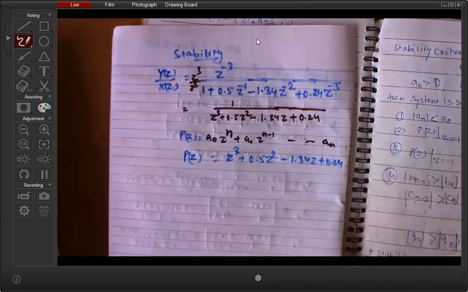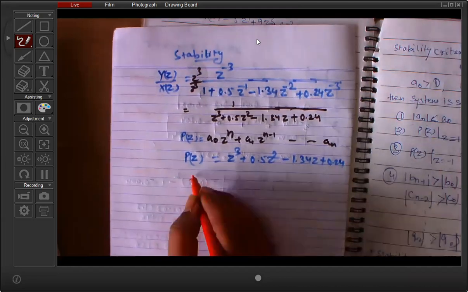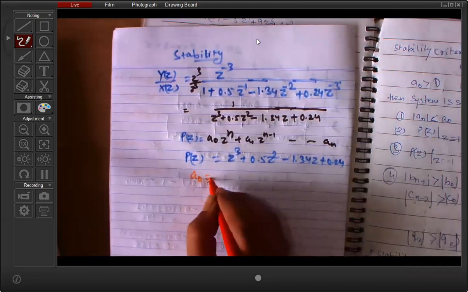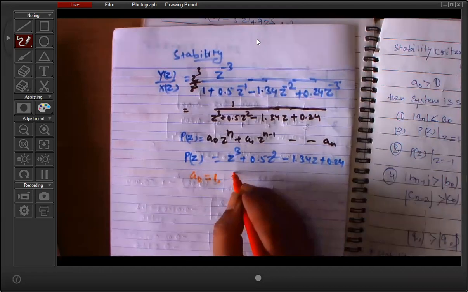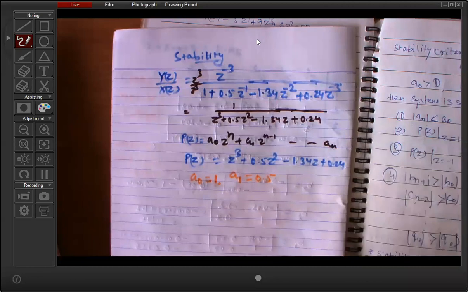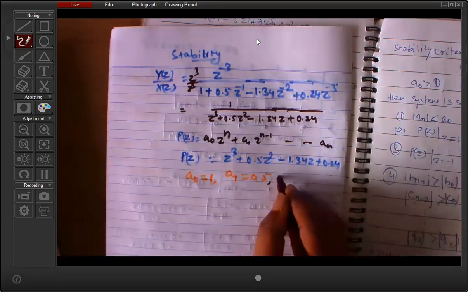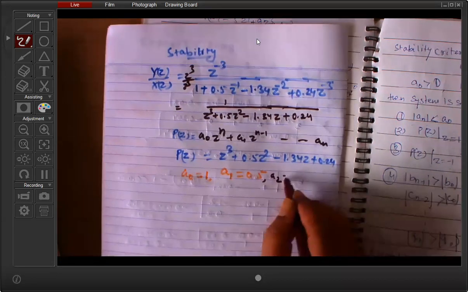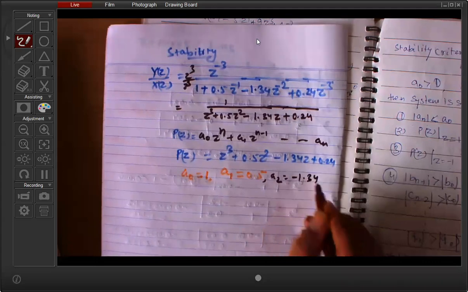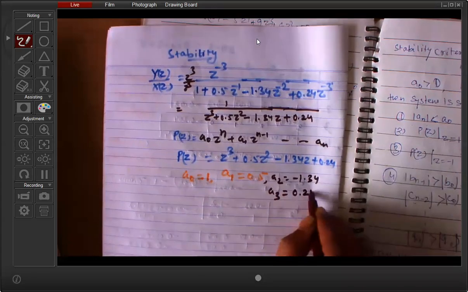No, sir. Now, if you compare with the standard polynomial, what is the value of a naught? 1. What is the value of a1? 0.5. What is the value of a2? a2 is equal to minus 1.34, and a3 is equal to 0.24.